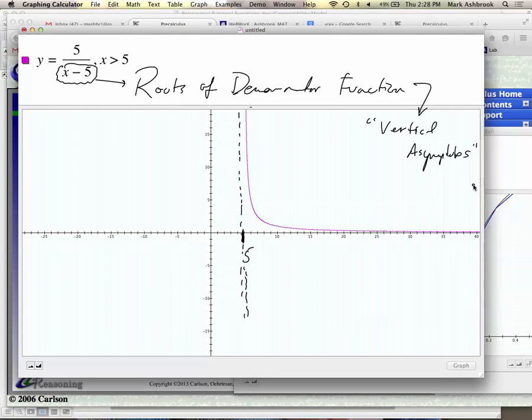And that's true if that same number is not a root of the numerator function, like we have here. The numerator function has no roots, right? It's just 5. There's no way to make that 0. So as long as you don't have the same root in the numerator and the denominator, and you only have that root in the denominator, you get a vertical asymptote.